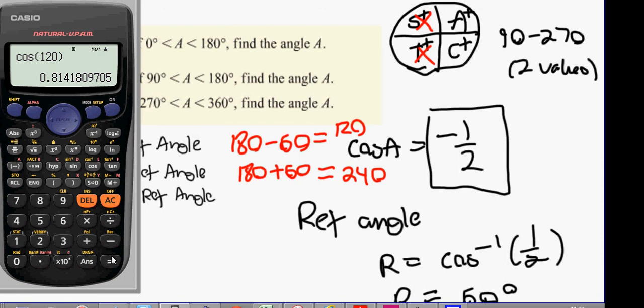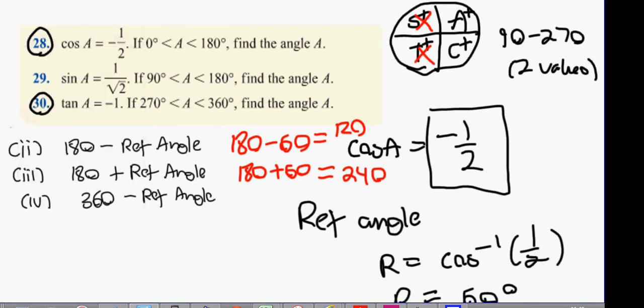Now, why didn't I get minus a half? I'm in radian mode. So I'm going to go shift, setup. I'm going to go to degree mode, which is number 3. I'm going to try it again. Minus a half. The same thing happens for 240. Okay? So guys, that's how we do these questions. 240. Also minus a half. You happy with that? Okay guys, let's move on.